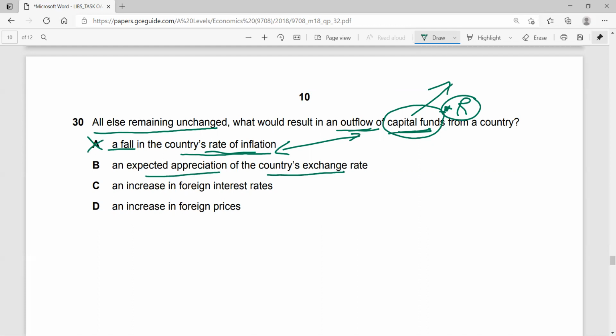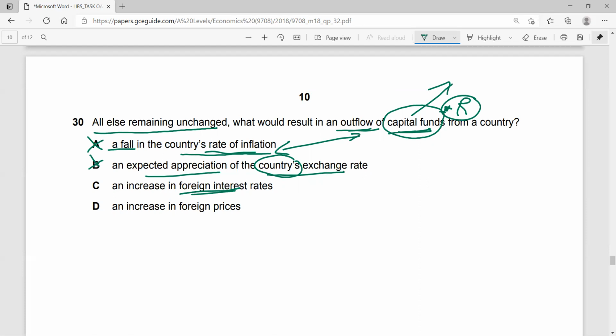An expected appreciation of the country's exchange rate. So the appreciation of the exchange rate means that the currency of the country is getting stronger, which means, if anything, you should be investing or keeping more capital funds in the country, not taking them out. Because if, let's say, people have kept capital funds in Pakistan and the rupee strengthens, so it becomes more valuable, then the value of the money they've kept in Pakistan will also increase. If they've kept their money here in rupees, that will also now be more valuable. So if anything, that would be an inflow of capital funds, not an outflow of capital funds.